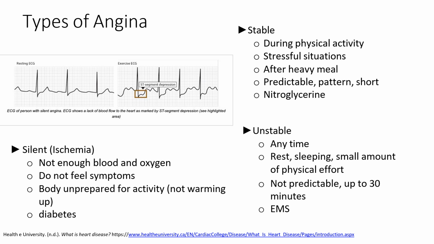And so we can have something that is called a silent angina, and so this is called ischemia. And basically this is when not enough blood and oxygen is being supplied to areas of the body. But typically you don't feel any symptoms, but the body is unprepared for activities. So it's really not getting ready to do the things that you need it to do. And one of the contributing factors of this could be diabetes.